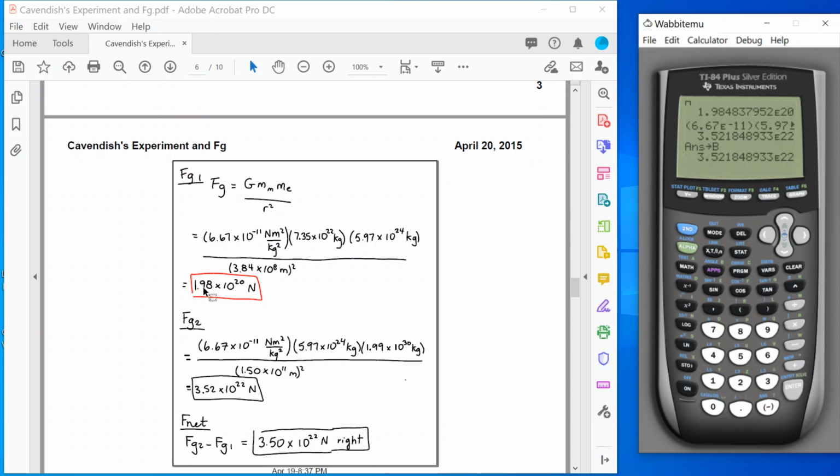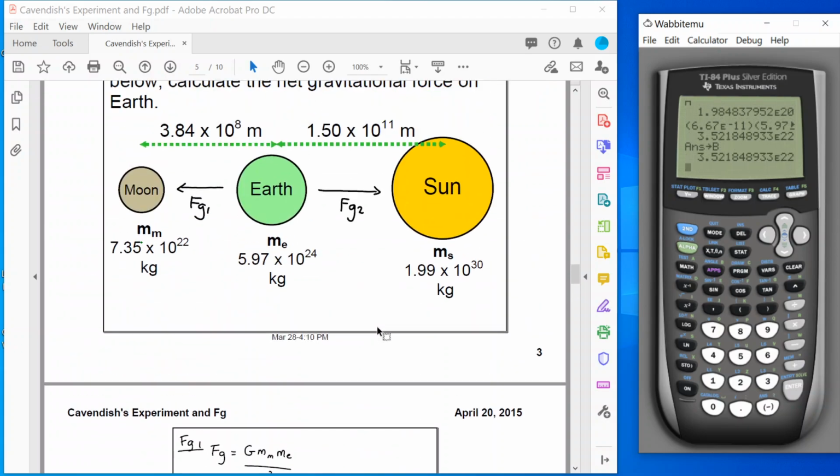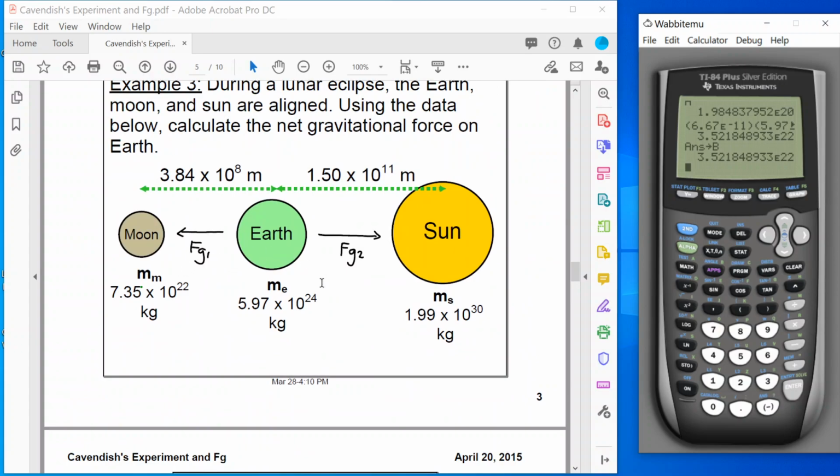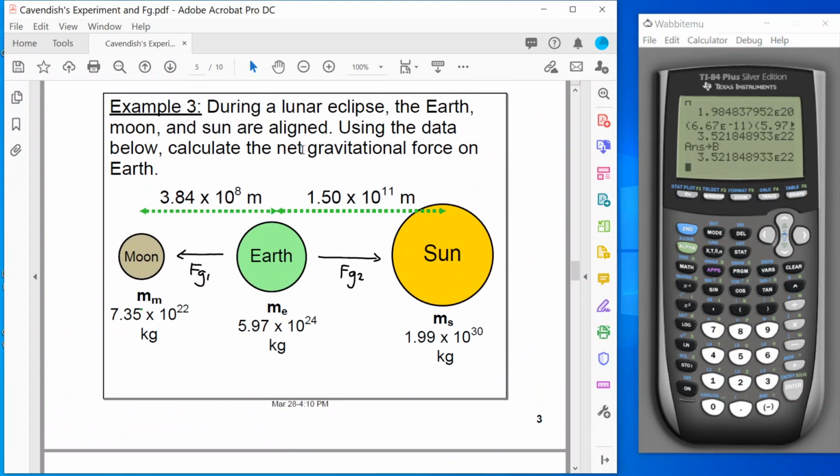So we've found our two forces individually. Okay, we've calculated Fg1 and Fg2, but the question asks us to get the net force, which really means the combination of the two forces. There's two different ways to calculate net force. The first way is just to do the bigger force minus the smaller force, because really what net force is, is how much force is left over.